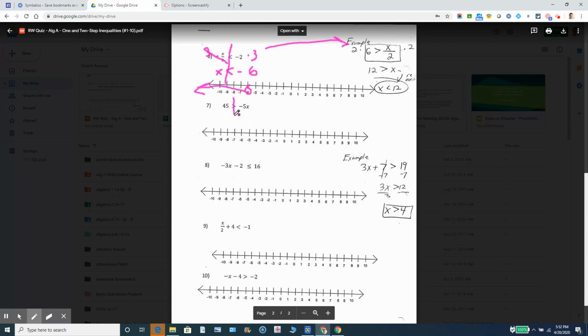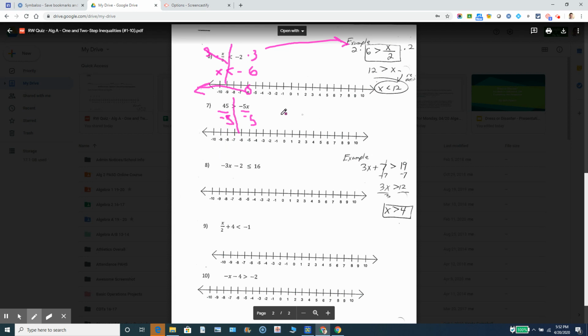So we have to solve for x first. The x is actually on the right-hand side. And right now it's being multiplied by negative 5. So we want to divide both sides by negative 5.